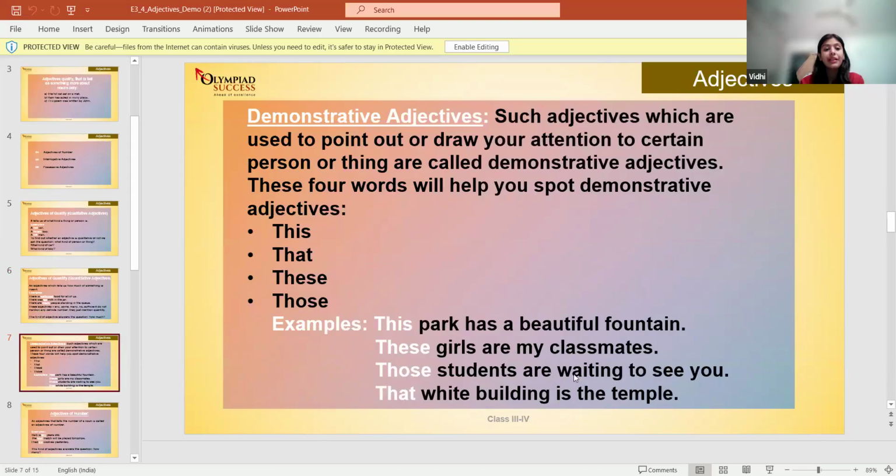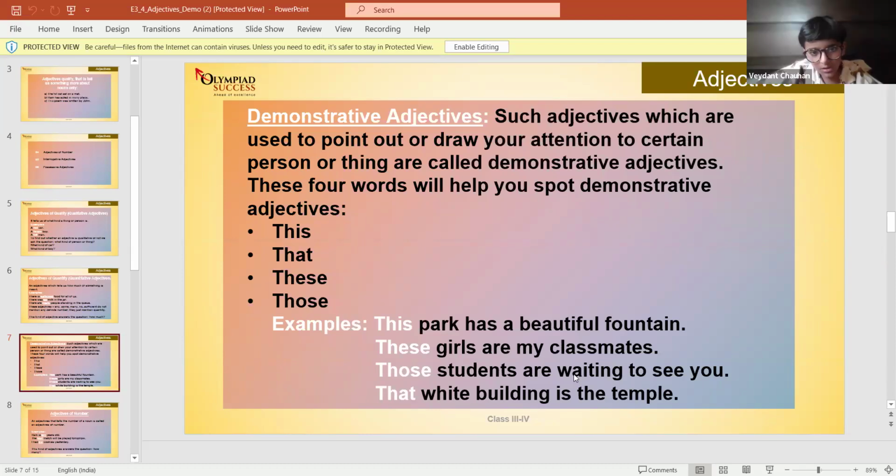Now we are going to see demonstrative adjectives. Have you heard of demonstrative adjectives? No. Okay. Demonstrative adjectives will point out or draw your attention to a certain person or a thing. There are four words: this, that, these, and those. These four words are demonstrative adjectives. They will point us to a particular person or a particular thing that we are going to talk about.